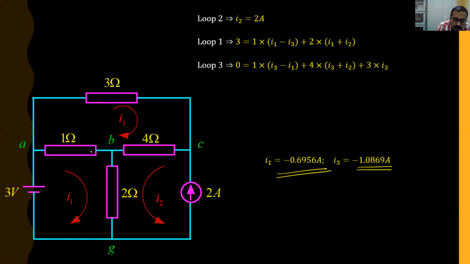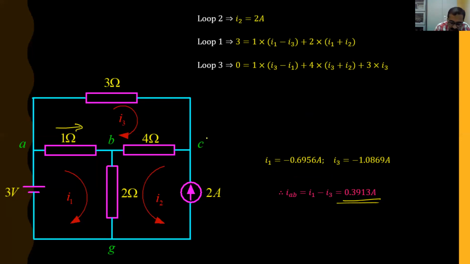So what's the current through IAB? Current through IAB will be either I1 minus I3 or I3 minus I1. So if you do I1 minus I3, what do you get? It is 0.3913 ampere. So the actual current flow through AB is in this direction.